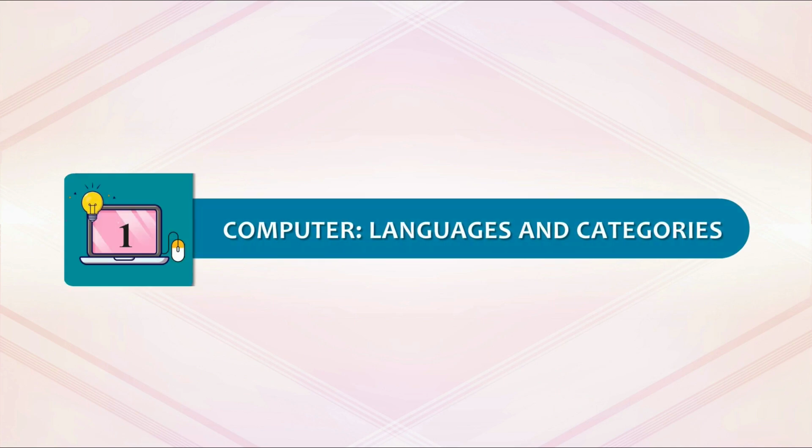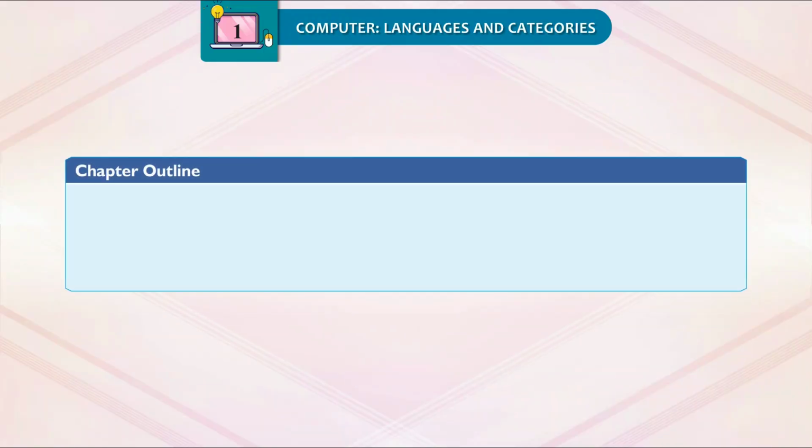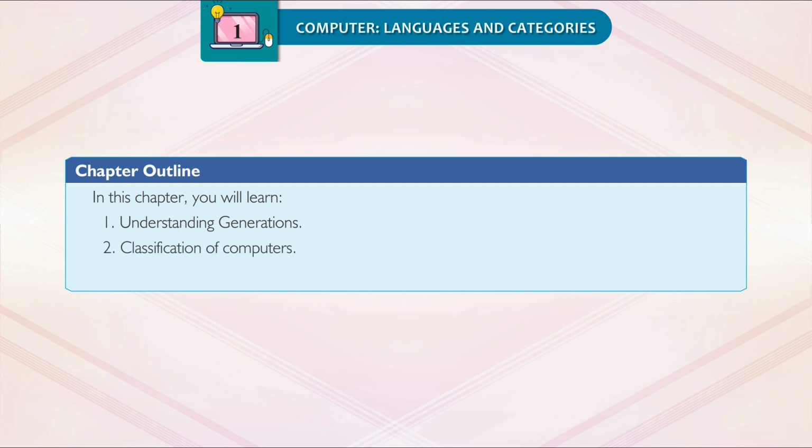Chapter 1: Computer, Languages and Categories. Chapter Outline. In this chapter, you will learn: 1. Understanding generations, 2. Classification of computers, 3. Computer languages.